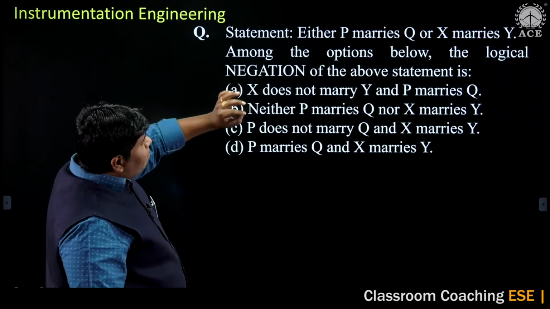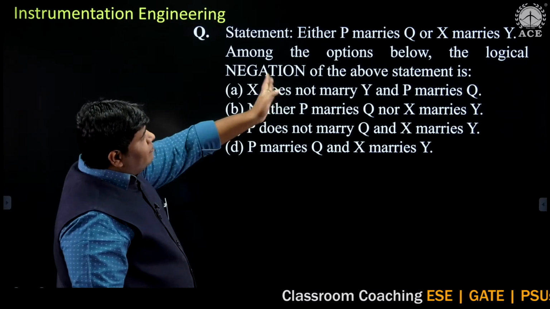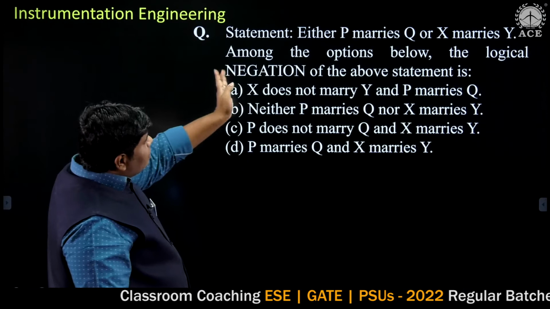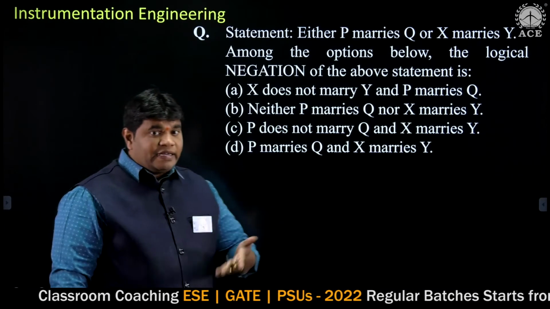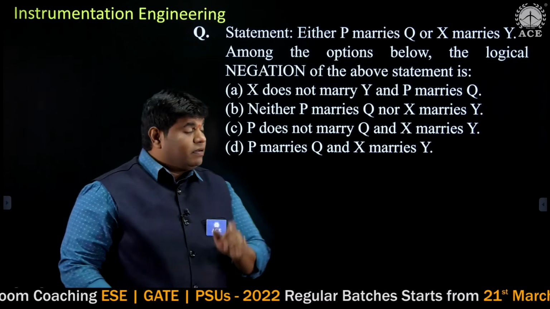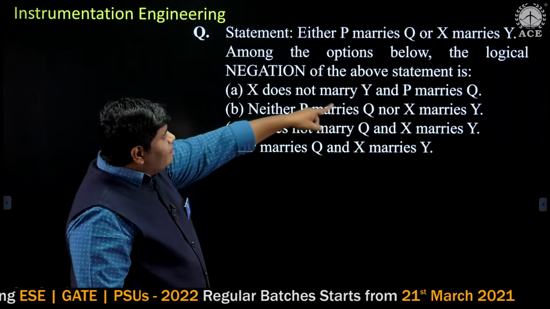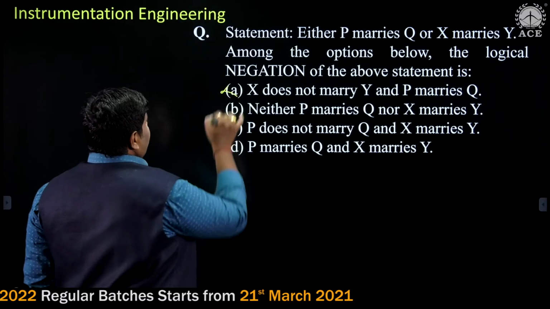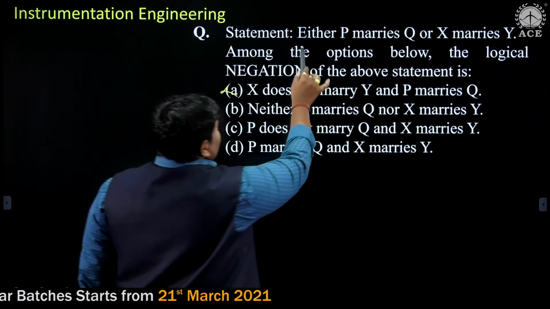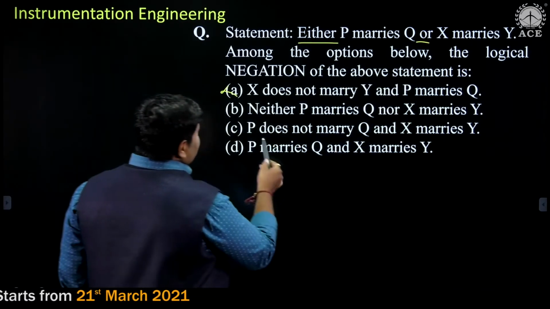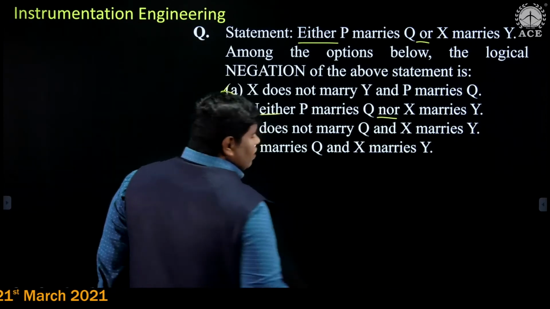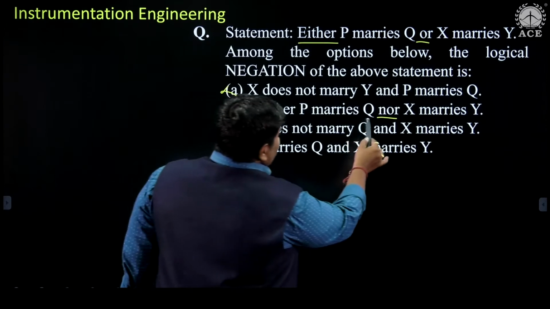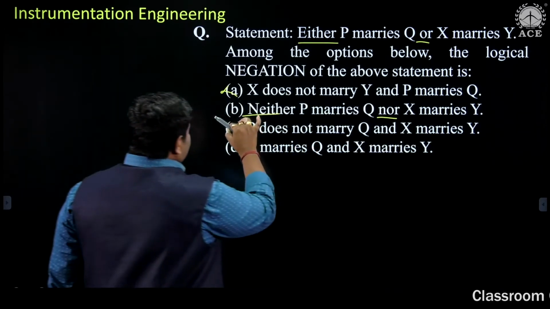Statement: either P marries Q or X marries Y. Among the options below, the logical negation of the above statement. Negation, negative, opposite, simple meaning. X does not marry Y and P marries Q. So wrong. Okay? Either-or, so negation means neither-nor. One logic. Neither P marries Q nor X marries Y. This is the right answer.